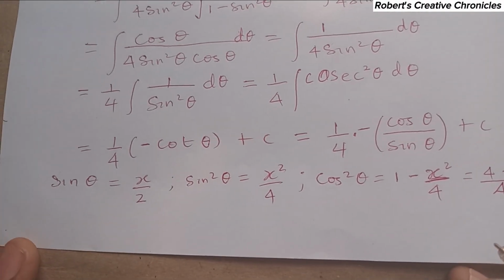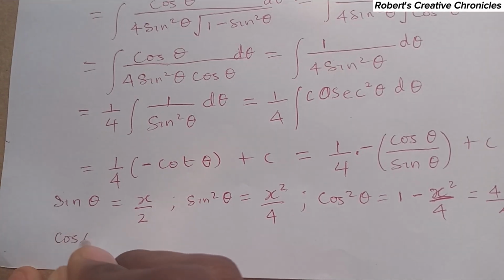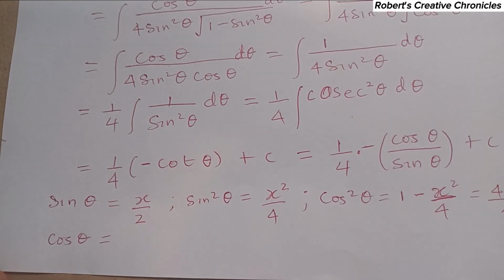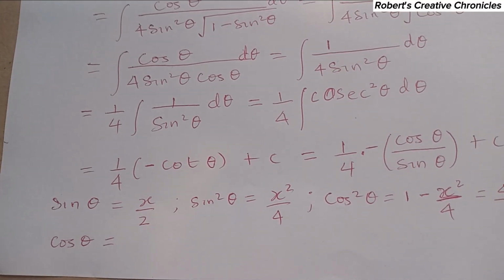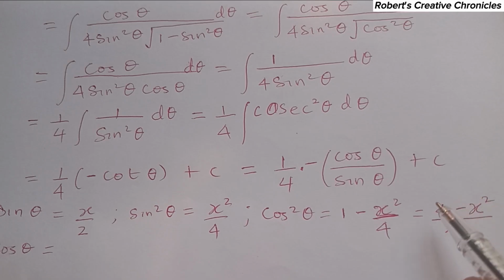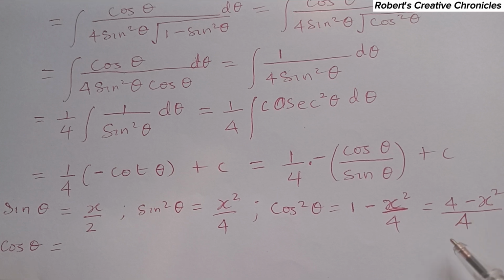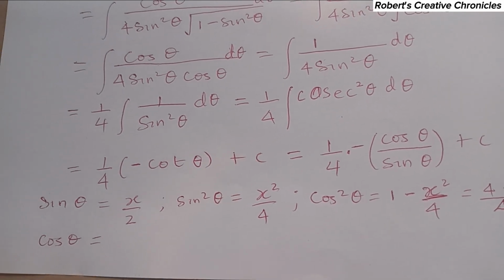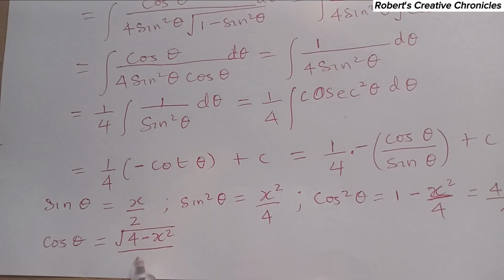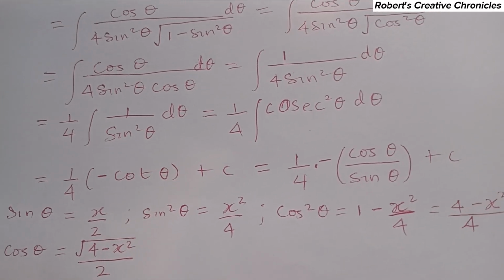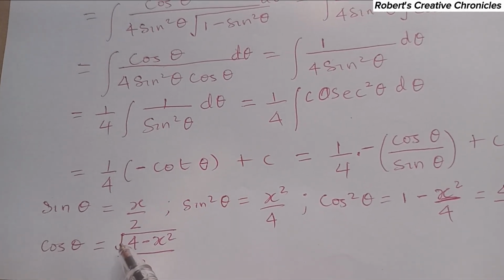So cos theta now will be the square root of this, which is the square root of 4 minus x squared over the square root of 4. And the square root of 4 is 2, so this will be the square root of 4 minus x squared over 2. So to find cos theta, you just find the square root of both sides, which is what we have done here.